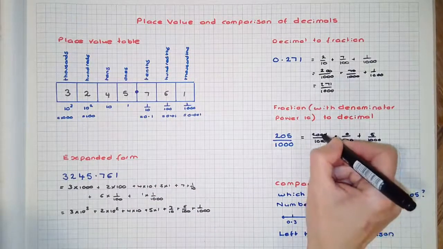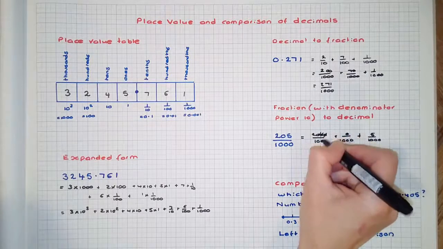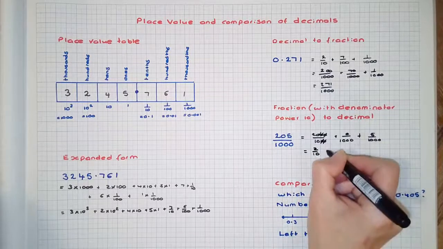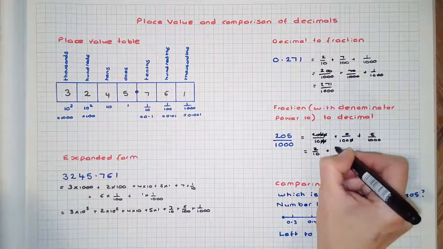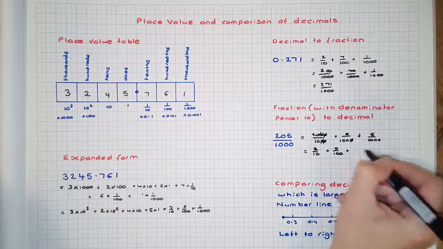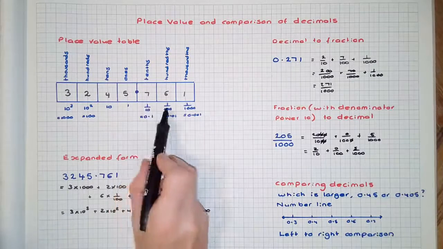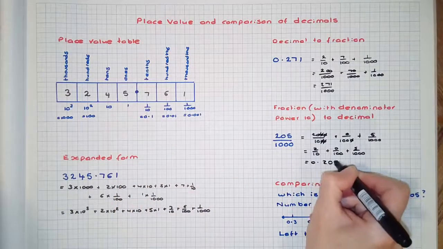Simplifying here, the 200 over 1,000, cancelling the zeros, I would have 2 over 10, plus cancelling one of the zeros in the denominator, I'd have 0 over 100, plus 5 over 1,000. And now you can see they match the place value table, so we have 0.205.